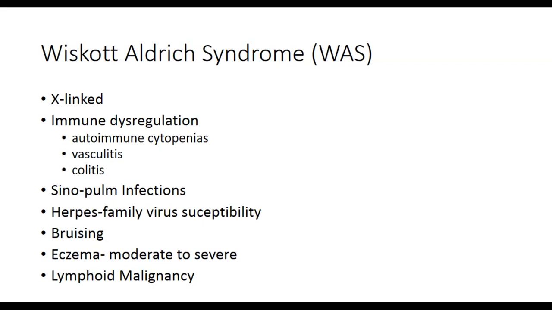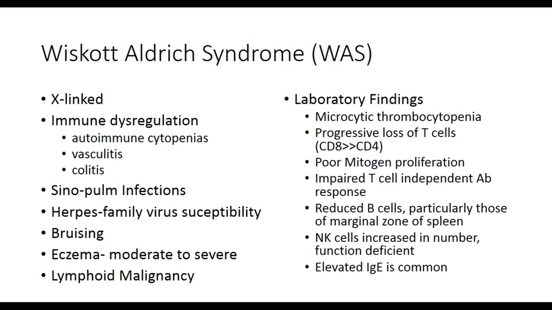They can have bruising because they characteristically have low platelets, so they don't clot as well as they should. They have eczema that is typically moderate to severe and presents early in life, and they have a higher rate of lymphomas. So what we often see are low platelet counts. Over time, they will tend to lose their T cells, but they're not going to get picked up on a newborn screening, although there have been some that do.